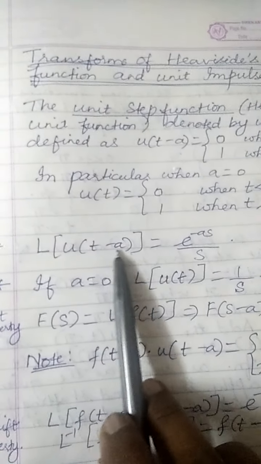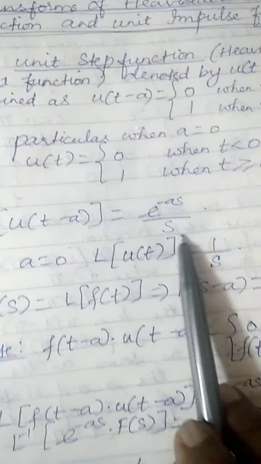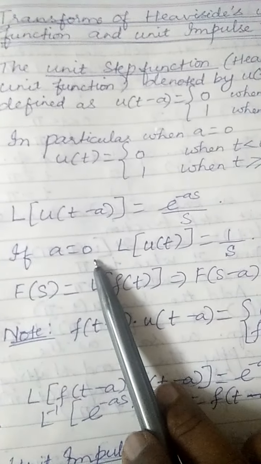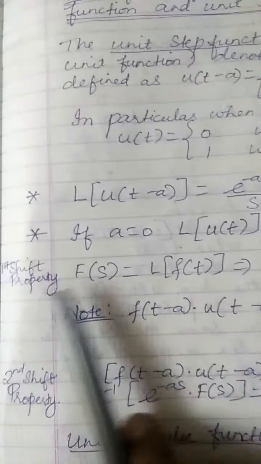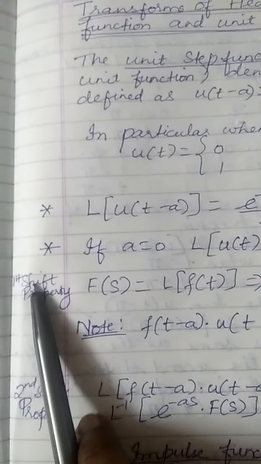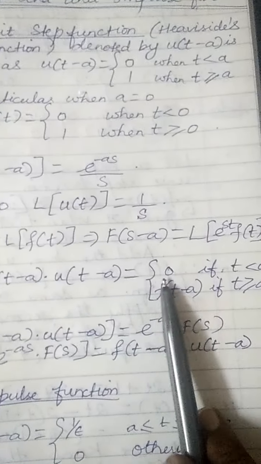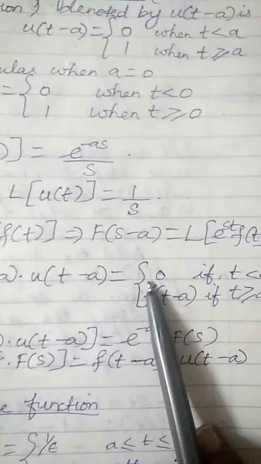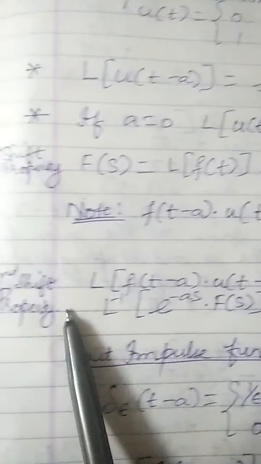Now, L of u of t minus a, that is the Laplace transform of a unit step function, is equal to e power minus as by s. If a is equal to 0, L of u of t is equal to 1 by s. If F of s is equal to L of f of t, so this is the first shift property, then F of s minus a is equal to L of e power at f of t. Note that the product function f of t minus a, u of t minus a is defined as 0 if t less than a, and f of t minus a if t greater than or equal to a.